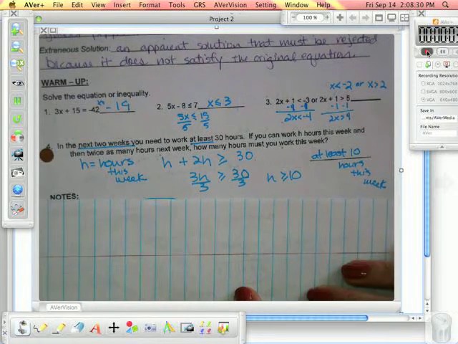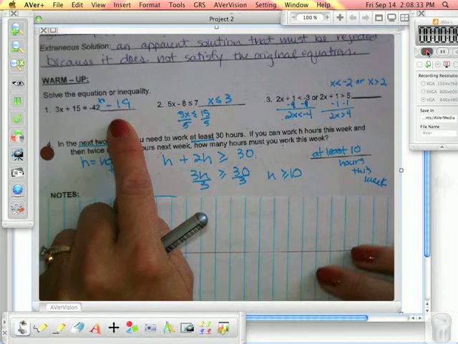All right, this is negative 19. How did that go? Yay! It went okay?